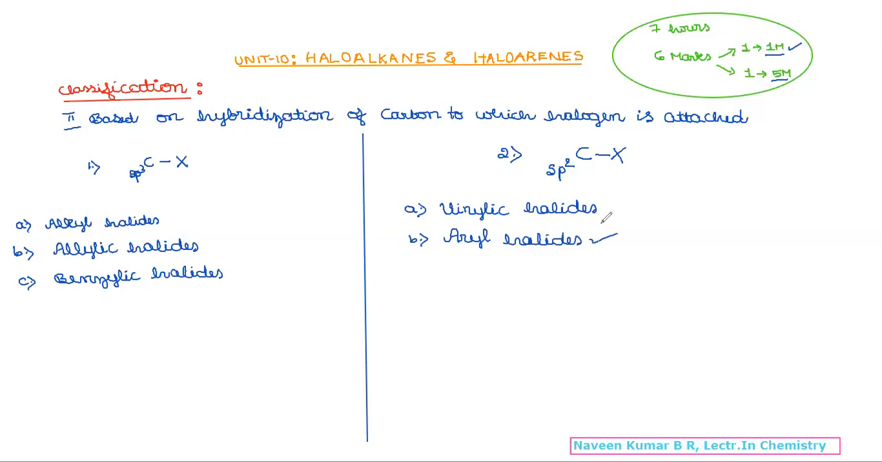Aryl halides are haloarenes. Alkyl halides are haloalkanes, the simple compounds. Apart from that, the remaining we need to understand very clearly. By looking into the structure, we should be able to identify which type of alkyl halide or aryl halide it is. Now we'll try to observe one by one. So we'll take the first one now. It is alkyl halides.